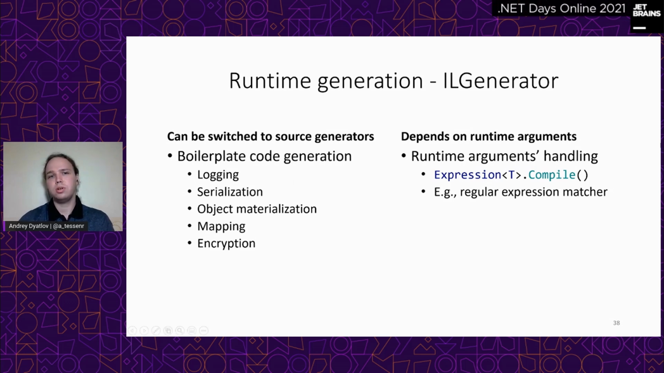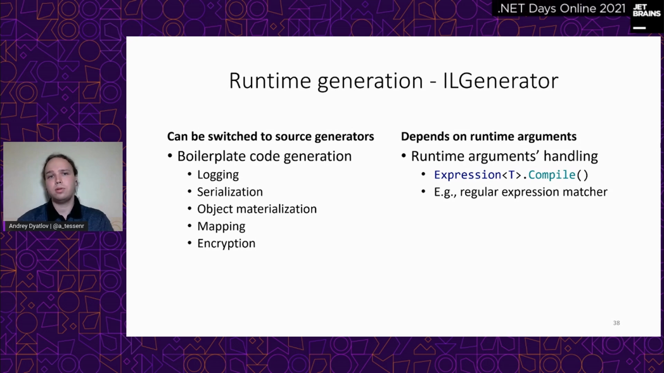And if everything you need to extend is available at compile time, you can simply replace the ILGenerator with source generators. It will work the same. If something you need depends on runtime arguments, for example, if you want to provide methods that will process some regular expression, and it might be provided by your customers from a user interface, and you don't know them until runtime, source generators are entirely a compile time tool. So in this case, you'll still have to go to the ILGenerator type.